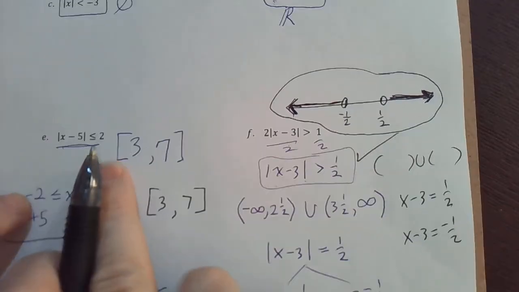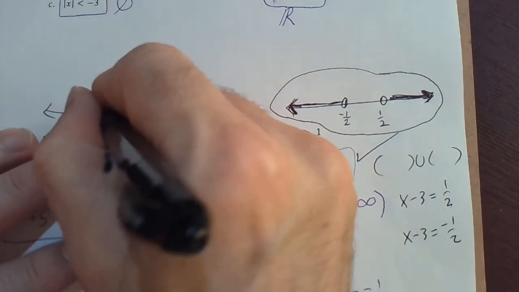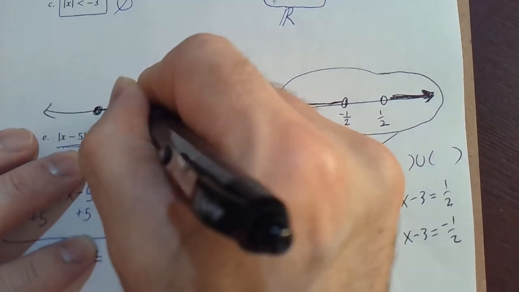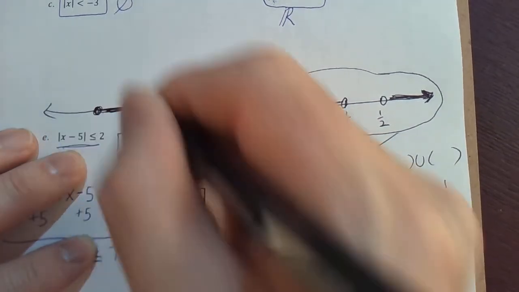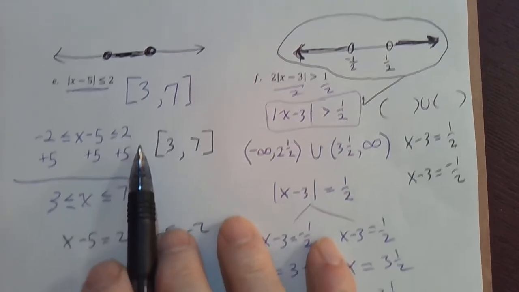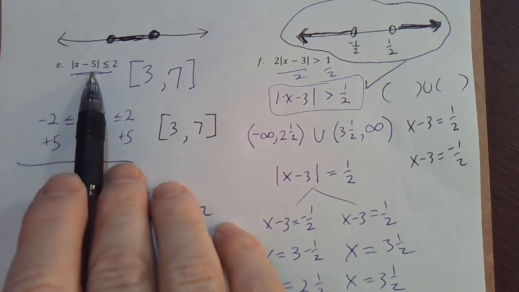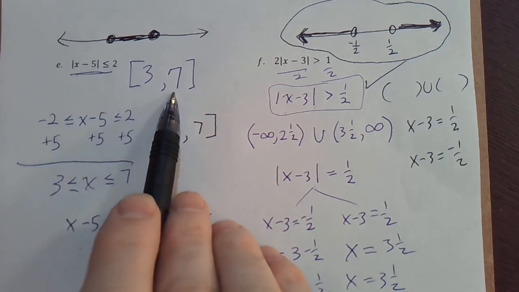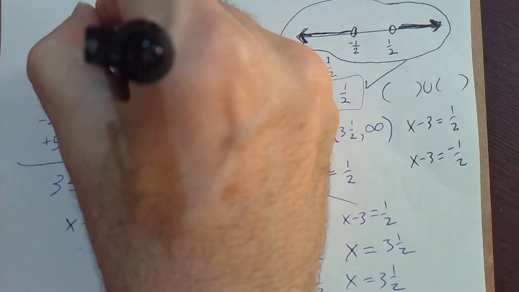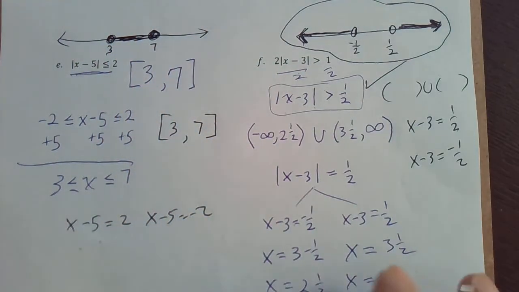Over here, I knew the solution was going to look like this, because it's a less than or equal. One single interval. And all I needed to do to get the 3 and the 7 is set x minus 5 equal to 2, and x minus 5 equal to negative 2. And that'll give me these two numbers. That's a 3 and that's a 7.